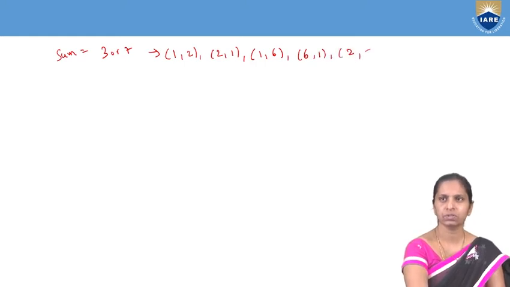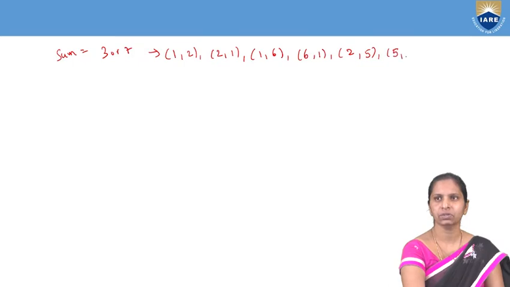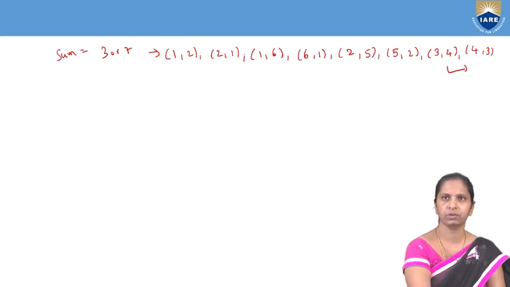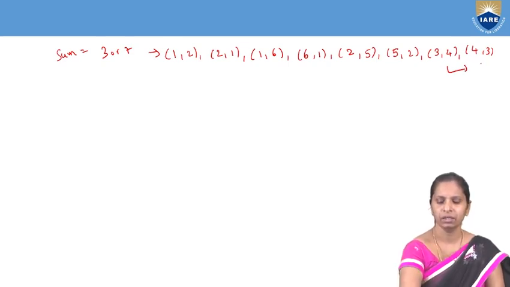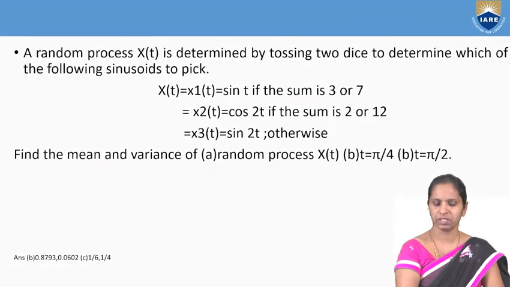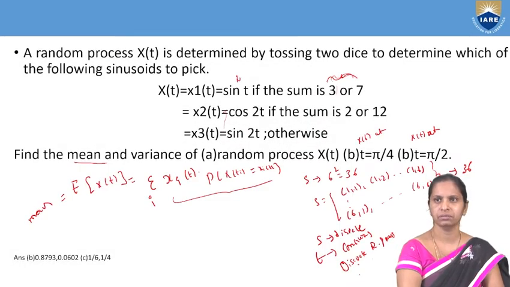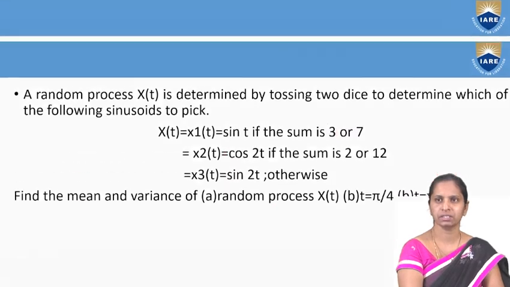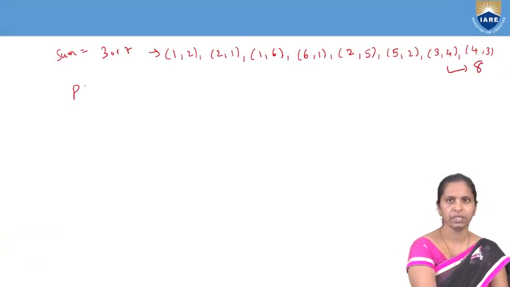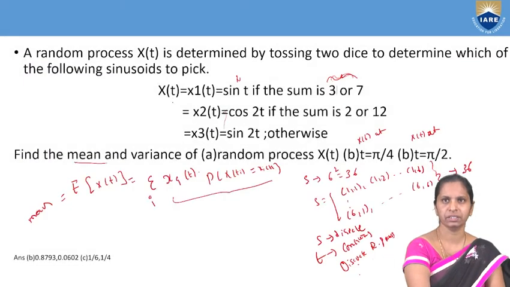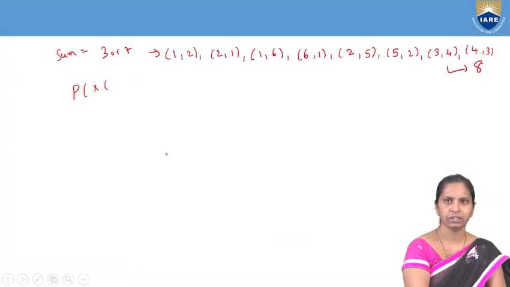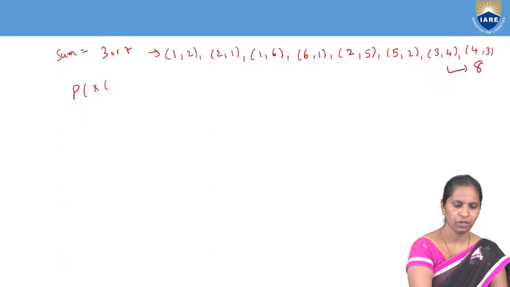Next, first die shows 2, second die is 5. And first die shows 5, second die shows 2. And the first die shows 3, second die is 4. The first die 4, the second die is 3. Totally, how many elements consist of? 1, 2, 3, 4, 5, 6, 7, 8. So there are 8 possibilities. And in total, how many possibilities am I having here? 36 possibilities. Because the number of sample space elements is 36. Then, what is the probability of the random process at t equals to t1? See here. Okay. So, x1 of t is equals to what? What is the p of x1 of t?